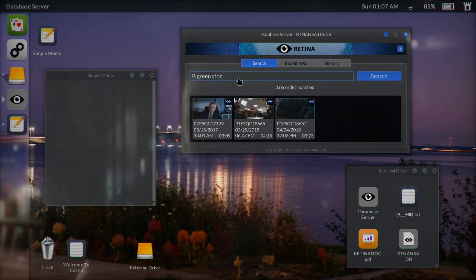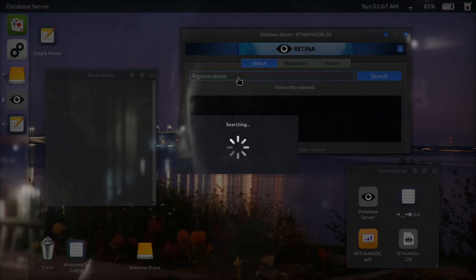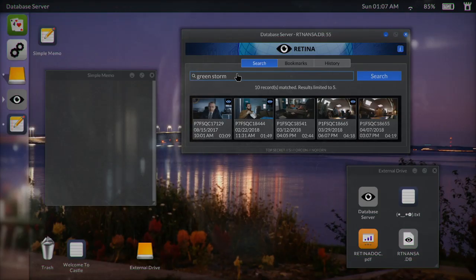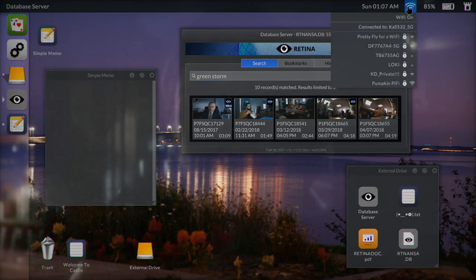Greenstorm. They still have those hard disk drive sounds, even though it looks like some kind of Mac OS.